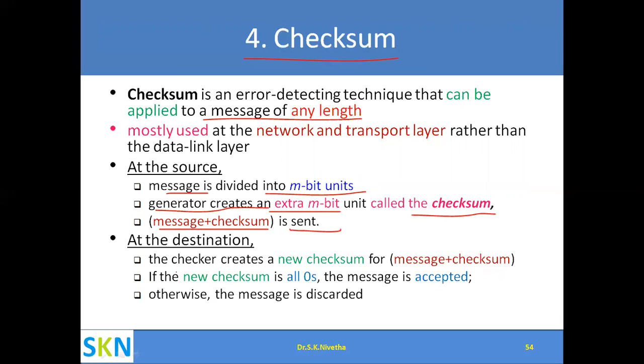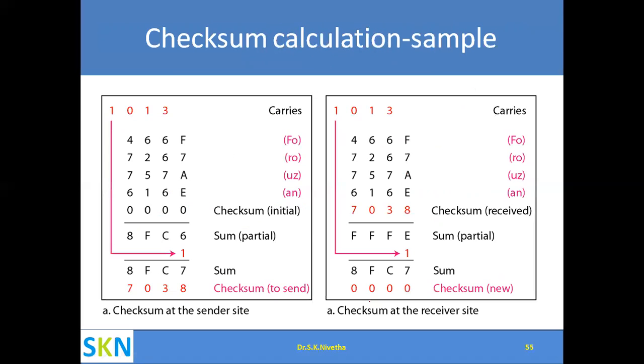At the destination, the checksum checker creates a new checksum for the whole message plus checksum. If the new checksum is all zeros, the message is accepted and there is no error. Otherwise, the message is discarded because some bits are corrupted. So this is one example.